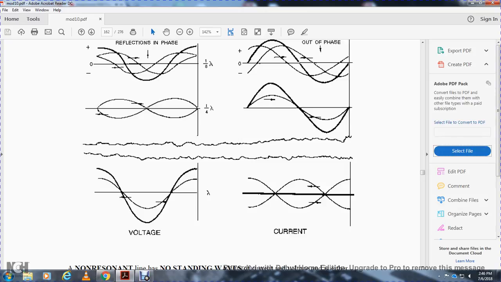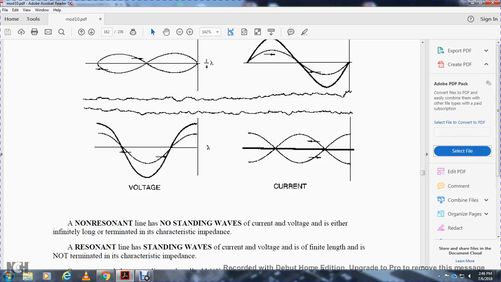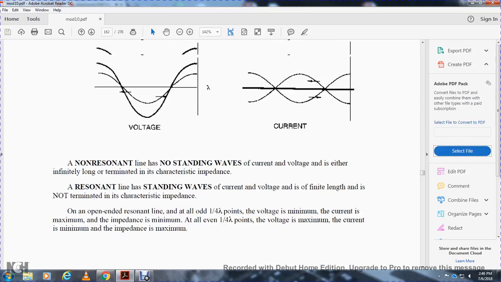Voltage and current. A non-resonant line has no standing waves of current and voltage; it is either infinitely long or terminated with its characteristic impedance. A resonant line has standing waves of current and voltage; it is of finite length and is not terminated with its characteristic impedance.